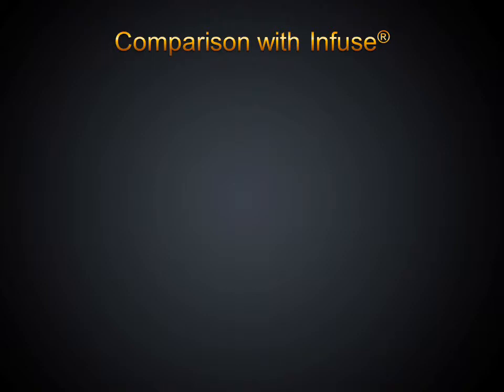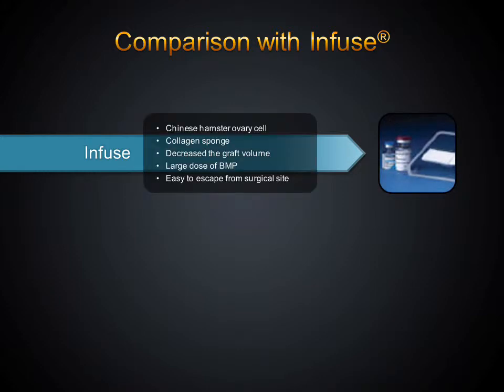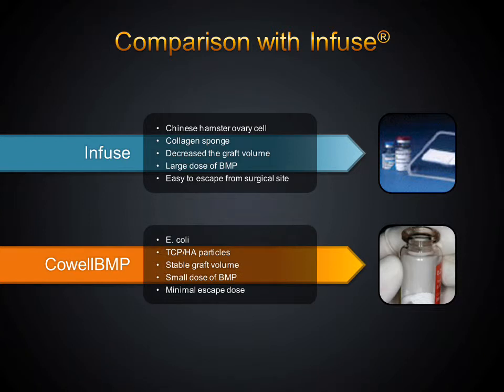Comparison with Infuse. Infuse originates from Chinese hamster ovary cells. CowellBMP originates from E. coli. The Infuse scaffold is a collagen sponge. CowellBMP uses TCP-HA particles. The Infuse scaffold volume severely decreases. CowellBMP's is stable. The Infuse dose is large. CowellBMP's is maximally 1/10 of Infuse, which is safe regarding adverse effects.